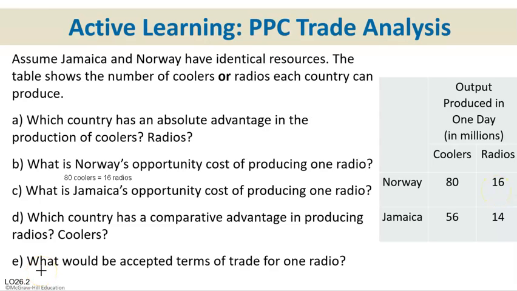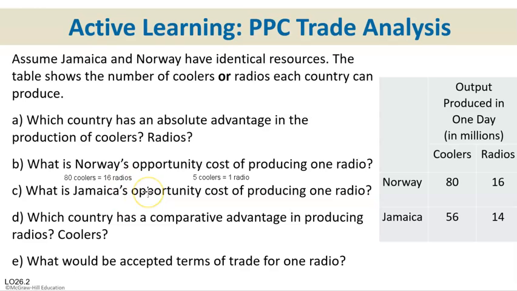Now the next step is you need to make sure you're dividing by the correct number. If it's asking you to solve for the opportunity cost of producing one radio, it means we need to divide by the number that's in front of radios. So we're going to divide both sides by 16 and see what we get. So you should have gotten 5 coolers equals 1 radio. That means the opportunity cost of producing one radio in Norway is 5 coolers. If Norway wants to make one more radio, they have to give up the opportunity to make 5 coolers. So that's our opportunity cost.